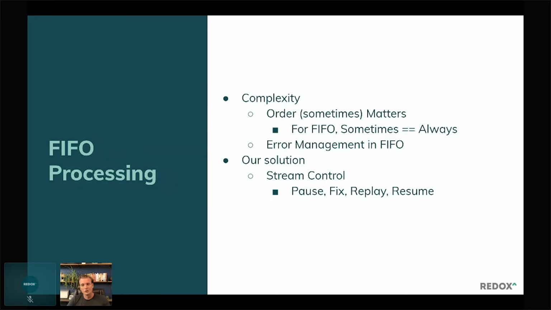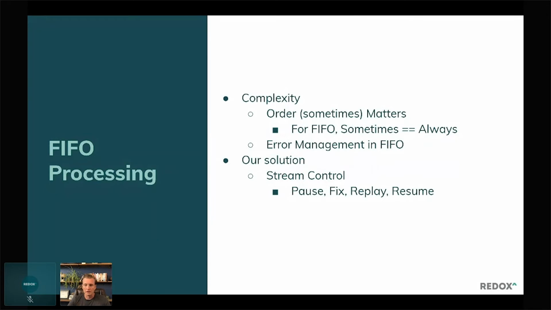Now there's additional complexity when you do that, and that complexity is error management. What happens when you get an error for a high volume stream of events or data that needs to be processed in FIFO order? It's not simple, right? You could either start rejecting requests or events, or you could queue them up somewhere and wait until the error is fixed or until the event is fixed. And that's the solution we went with, was stream control.